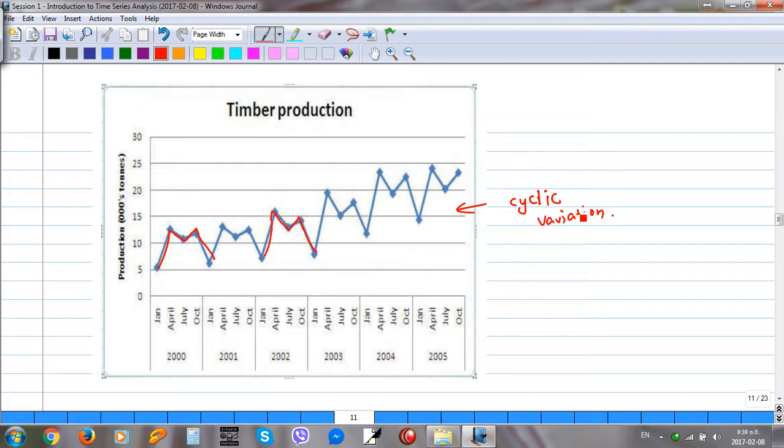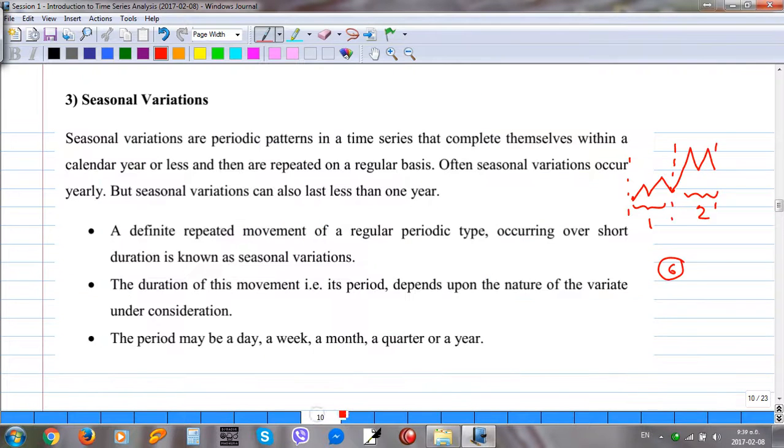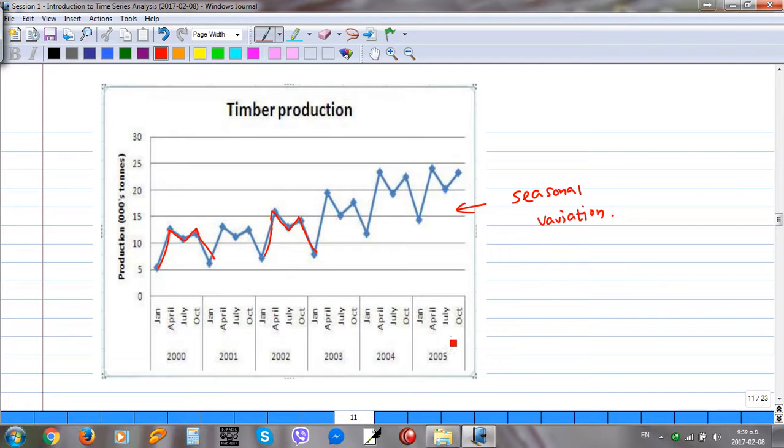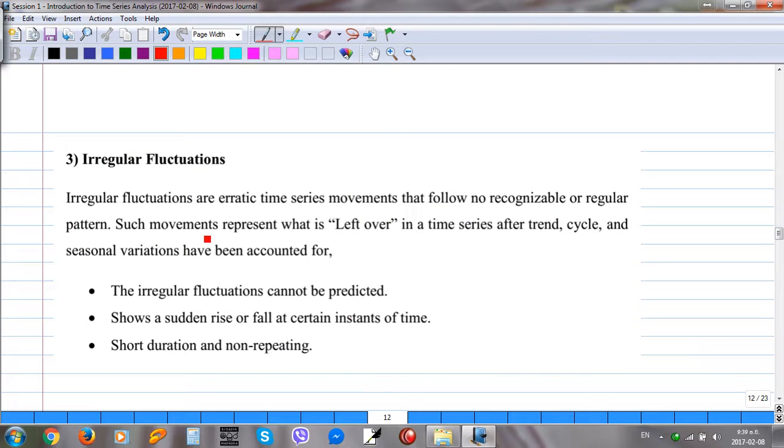This is cyclic variation. If you observe this for more than 30 years, that goes to, sorry, this is the seasonal variation, that is seasonal variation. If this goes to more than 30 years, that comes under cyclic variation. Then the last one is the irregular fluctuations.